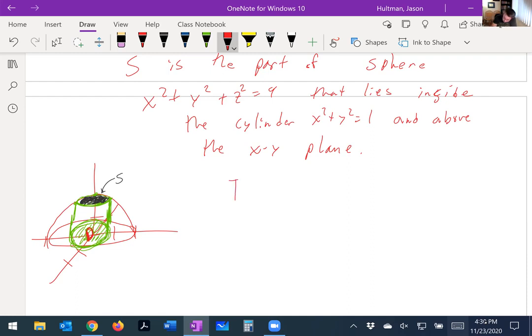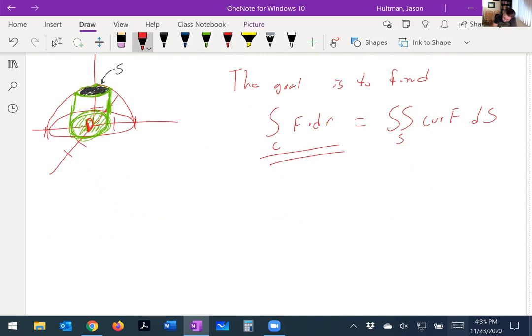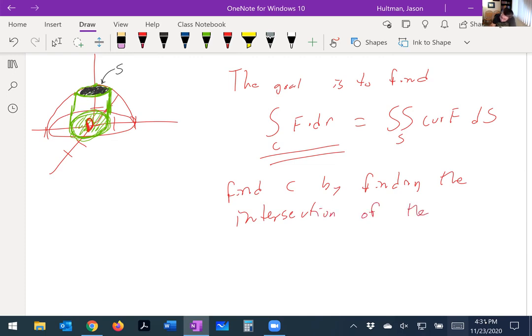Okay, so let's find C. The goal is to find this guy here. So find C by finding the intersection of the cylinder and the sphere.